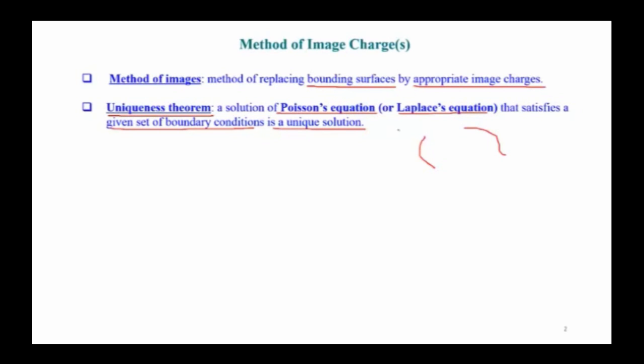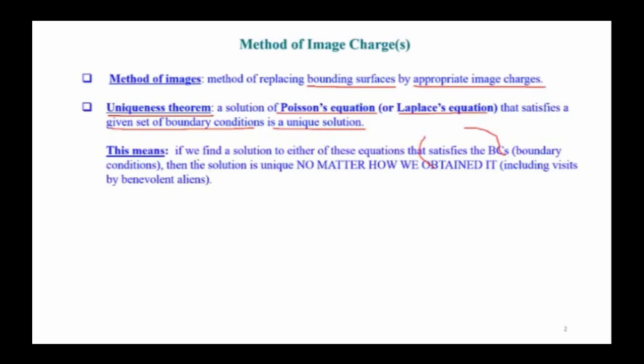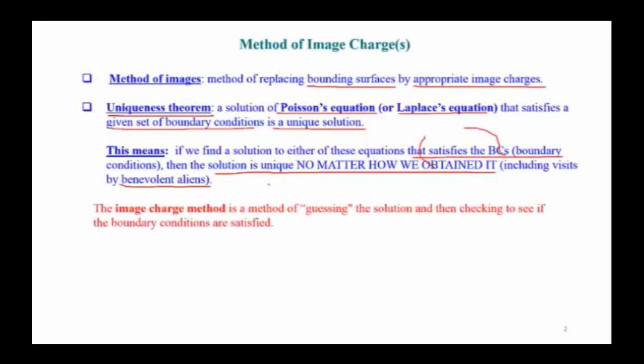That's an important point, because if you look at a solution to either of these equations, if it satisfies the boundary conditions, then the solution is unique no matter how we obtained it. If you have a benevolent alien tell you what the solution is and it works, then you have the solution. The image charge method is a method of, in quotes, guessing the solution and then checking to see if the boundary conditions are satisfied. So you don't solve Laplace's equation or Poisson's equation directly. You do it by setting up image charges that satisfy the boundary conditions.